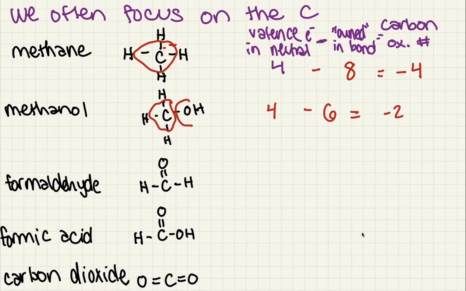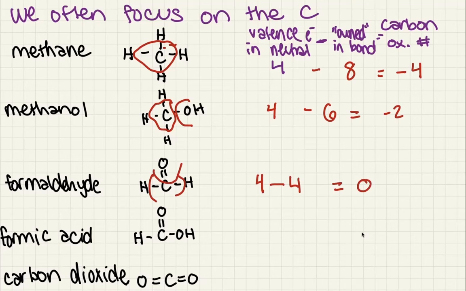How about for our formaldehyde? It's going to get to keep the ones from the hydrogen bond, but it's going to lose the one from the bond to oxygen. So if we start with 4, now we're left with 4, 2 from each of these bonds. And we're going to get an oxidation number of 0.